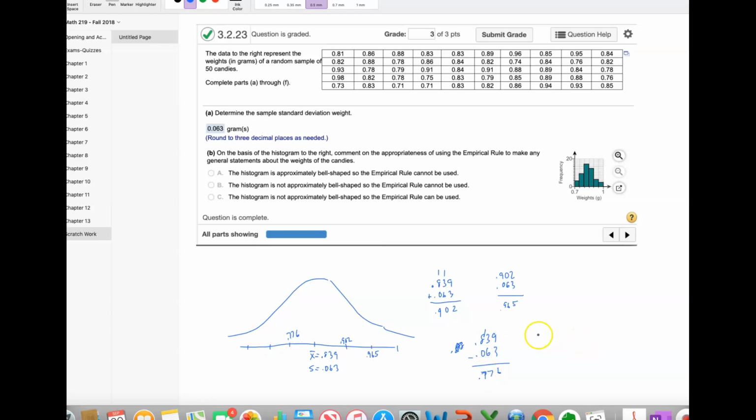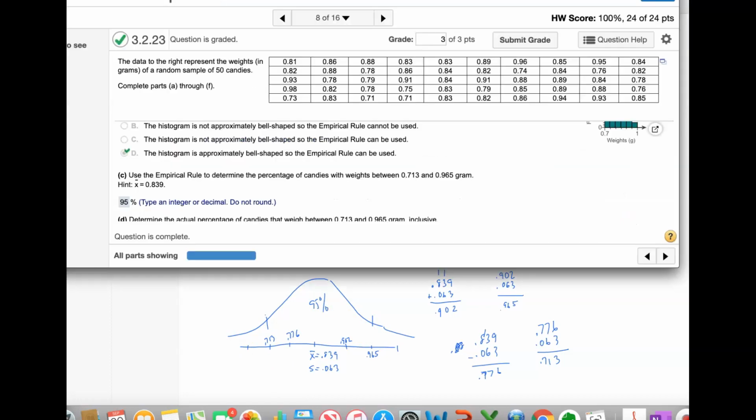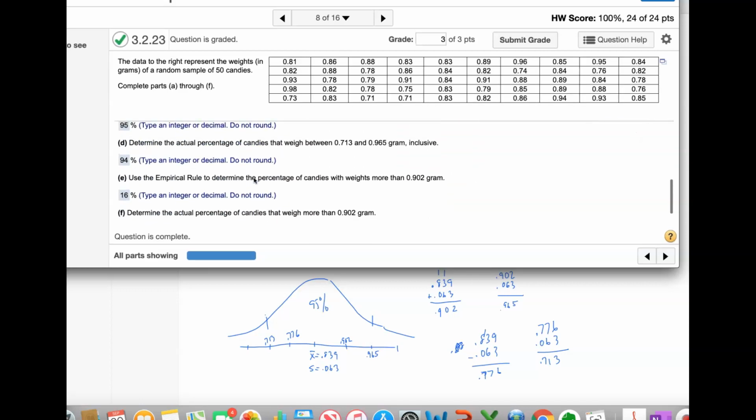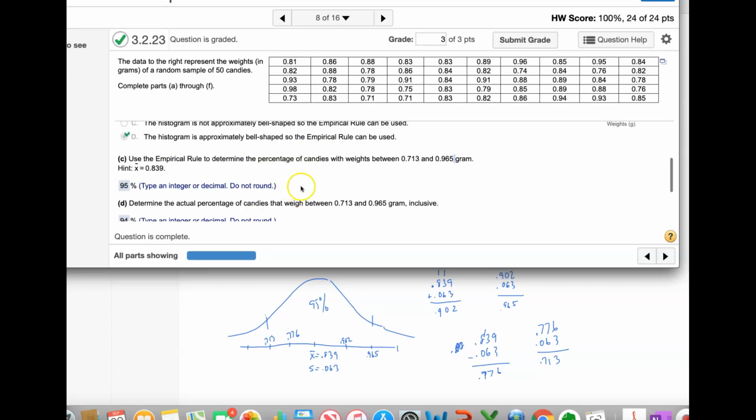And then you do one more standard deviation away, 0.063, and so you end up with 0.713 here. And so you can see 95% of the data would be within two standard deviations, from 0.713 all the way to 0.965, and that's where you get the 95%. And so again, that's how you would go about approaching that problem.